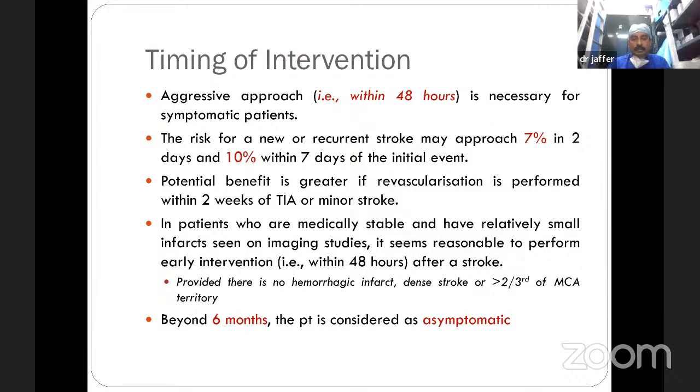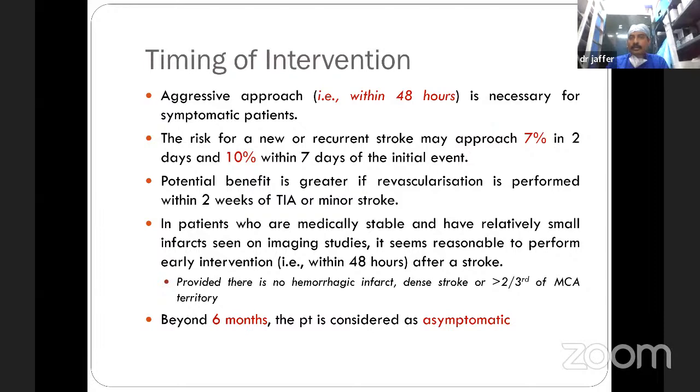And for patients who are medically stable and those who have relatively smaller infarcts on the imaging studies, it is reasonable to perform early intervention within 48 hours after the stroke, provided there is no hemorrhagic infarct or dense stroke, and two-thirds of the MCA territory is not involved.